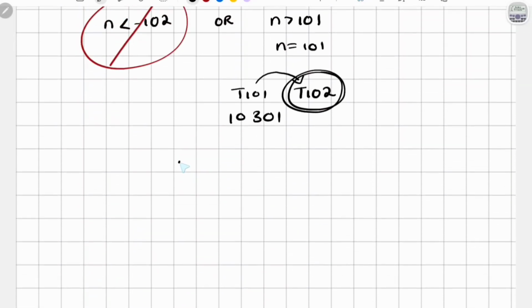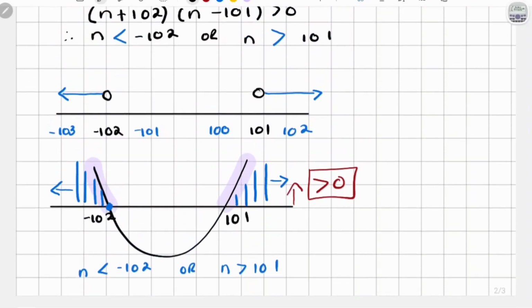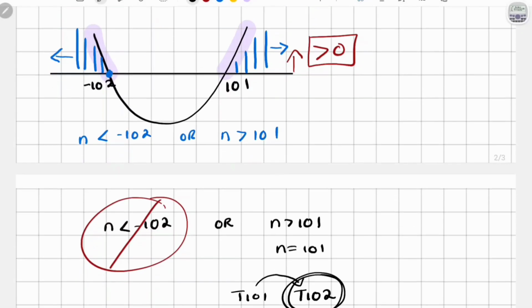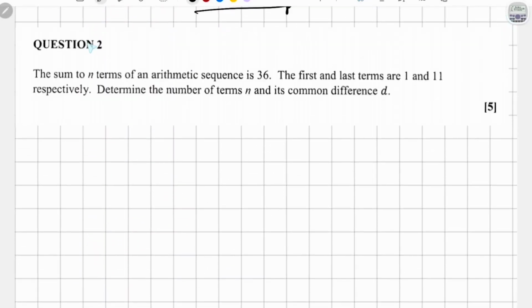So I'll say, therefore, that term is equal to 102 because term 102 will have a value greater than 10,301. Okay, so that is that answer. I took a bit long on it because I just wanted to explain two ways of doing this. Okay, moving on to the next question.